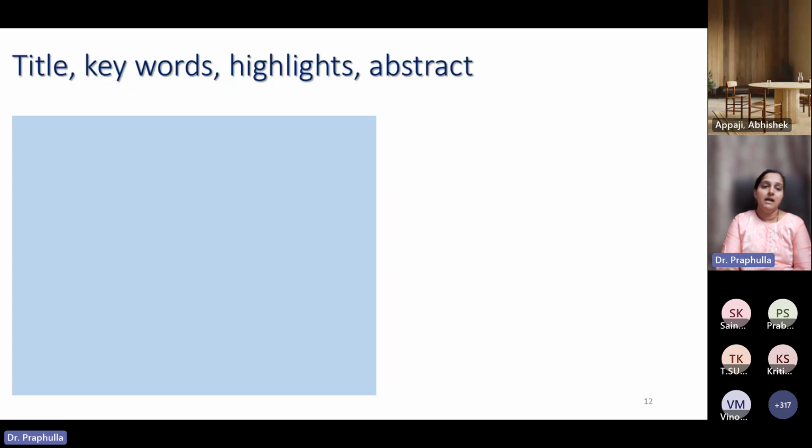So coming to the first part of IMRDA: before the IMRDA format, in the journal we have to write the abstract, title, keywords, highlights, all these components. The title should be very precise. Why should the title be precise? Because your entire work, whatever you've done, should be in one line, or one statement. You have to try to cover the important methodology or important component you have taken.